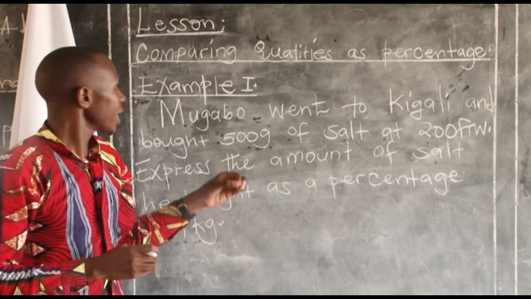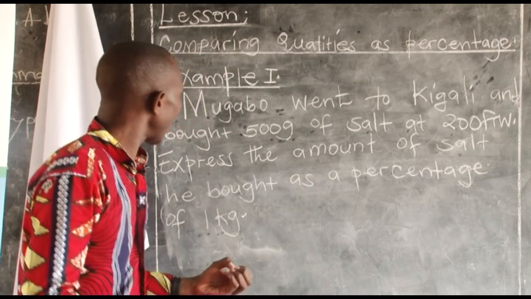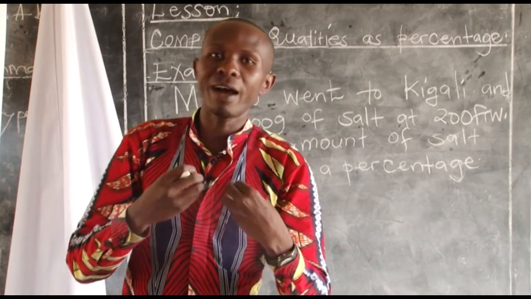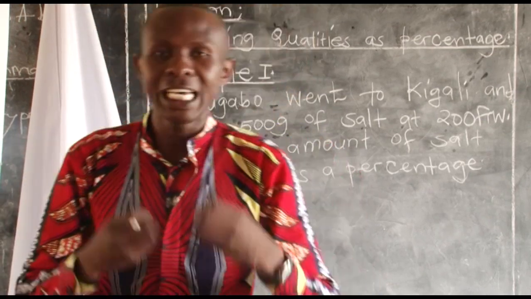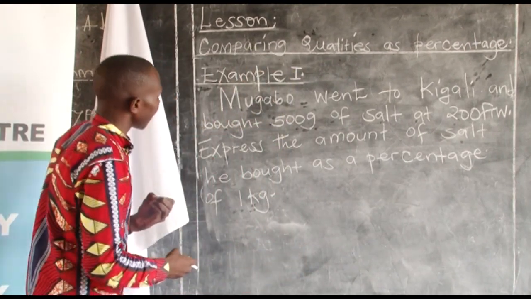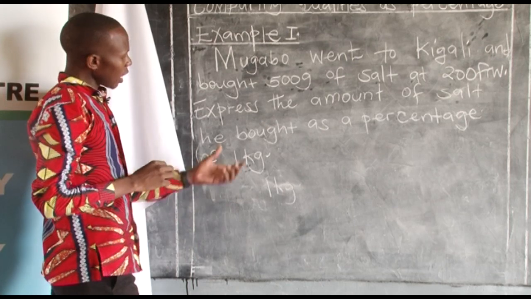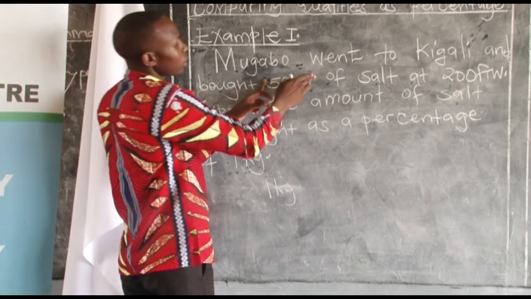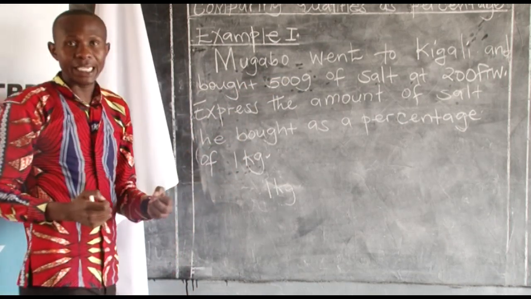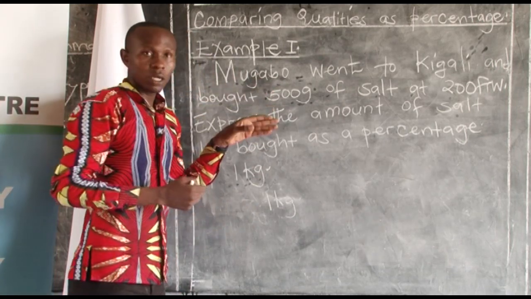And when we come to this, we have two different types of units. We have grams, and at the same time, we have kilograms. It means we have to convert all the units into a uniform unit before taking a step. Therefore, we shall say, we have 1 kilogram. We are going to change 1 kilogram into grams, because up here they have already given us grams. We did not buy the whole kilogram, but we bought just 500 grams.